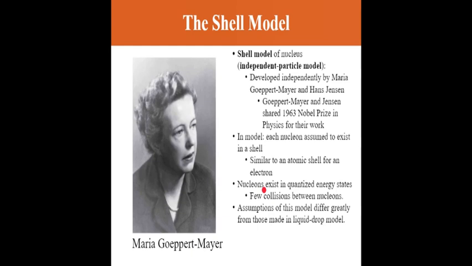The shell model was championed by two scientists, Maria Goeppert-Mayer and Hans Jensen. They actually won a Nobel Prize in 1963 for their work on the model. Maria Goeppert-Mayer was, at the time, the second woman to win a Nobel Prize in physics. The first one was Marie Curie.